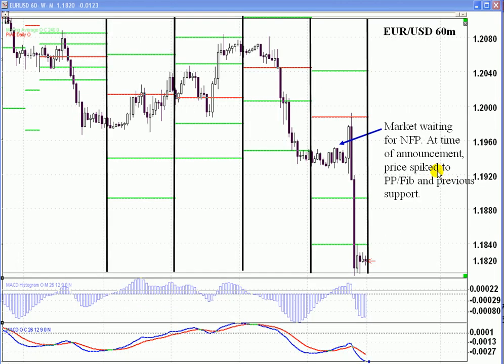Just want to show you here what a 60-minute chart will look like. These bold red lines are the central pivot, and the green lines are support and resistance. We do not have the midpoints built in here. We know where the midpoints are. They're in between the pivots and the support and resistance, right? So I just want to show you how price moves here in relation to the central pivot.